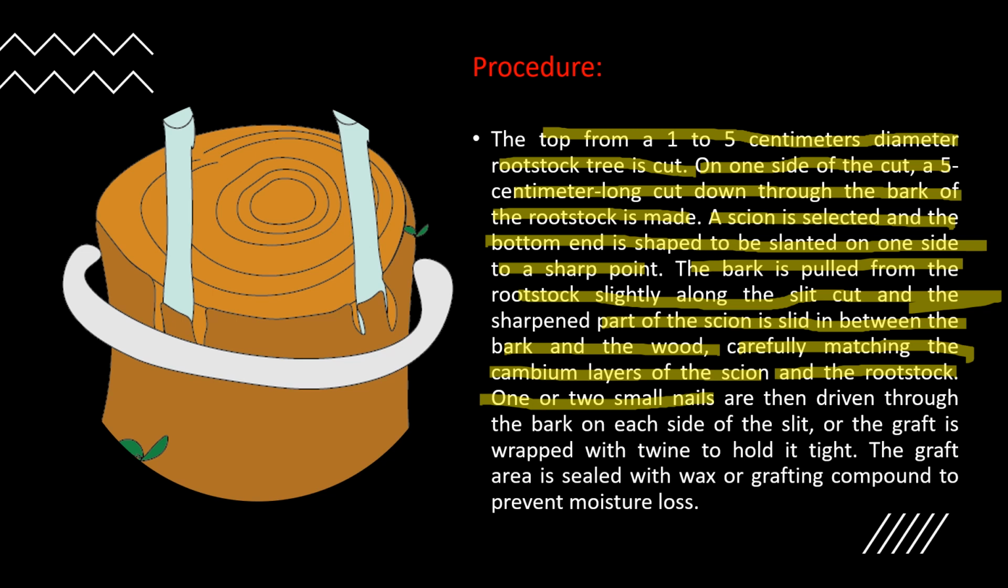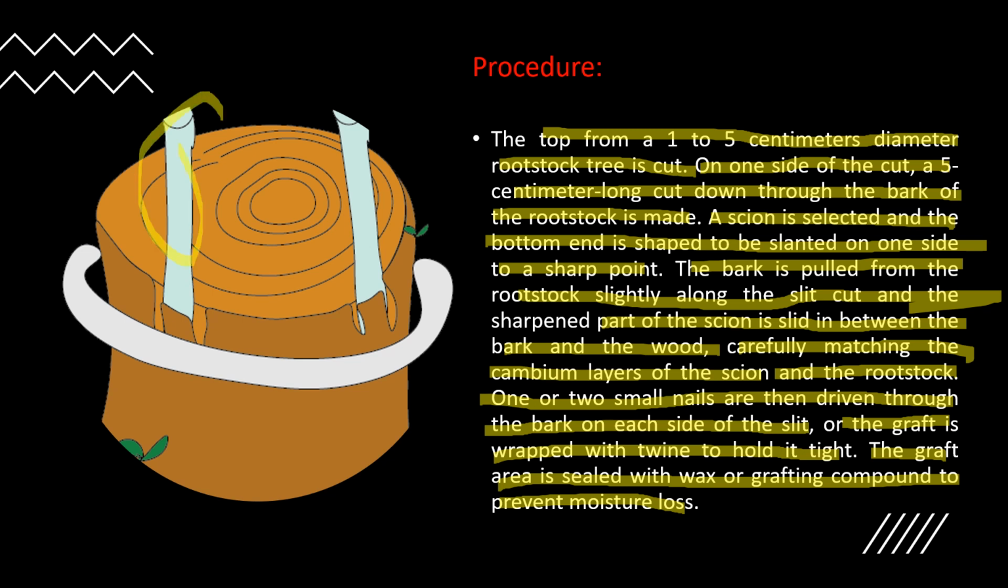One or two small nails are then driven through the bark on each side of the slit, or the graft is wrapped with twine to hold it tight. The graft area is sealed with wax or grafting compound to prevent moisture loss. So these are the scion, and this is your rootstock, a bigger one, and then seal it with this white cloth or put a wax on it.